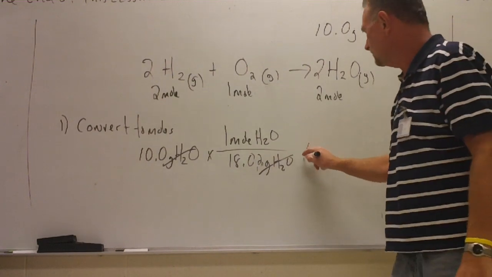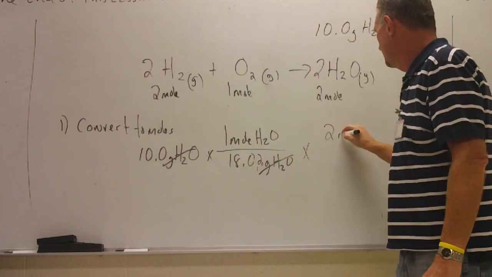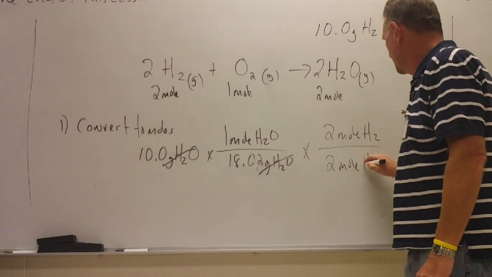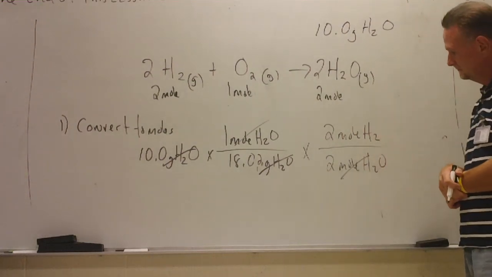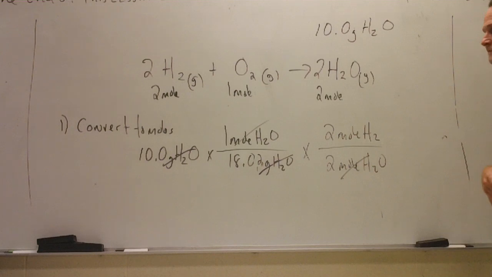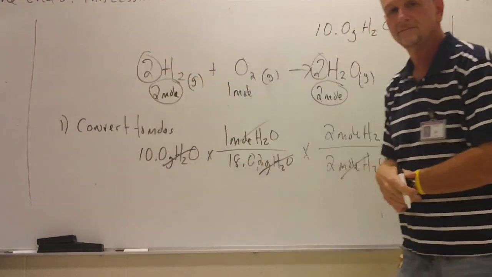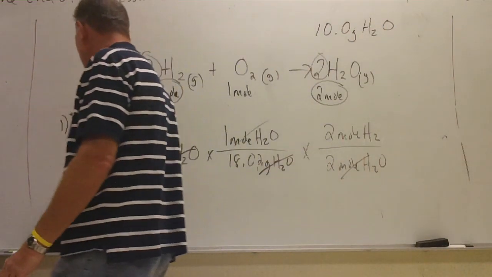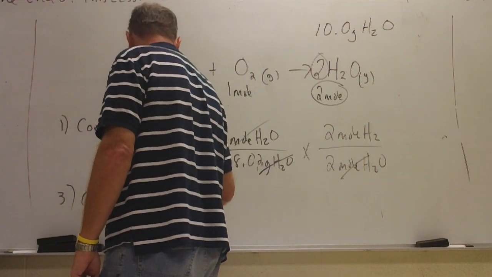Okay, so we're going to multiply it times the stoichiometric relationship between water and hydrogen. Now I'm going to want the 2 moles of hydrogen on top and the 2 moles of water on the bottom because I want the moles of water to cancel out. And once again, those are from the coefficients from the balanced chemical equation. The 2 and 2 are the same 2 and 2 you see in front of. Yes. Perfect.